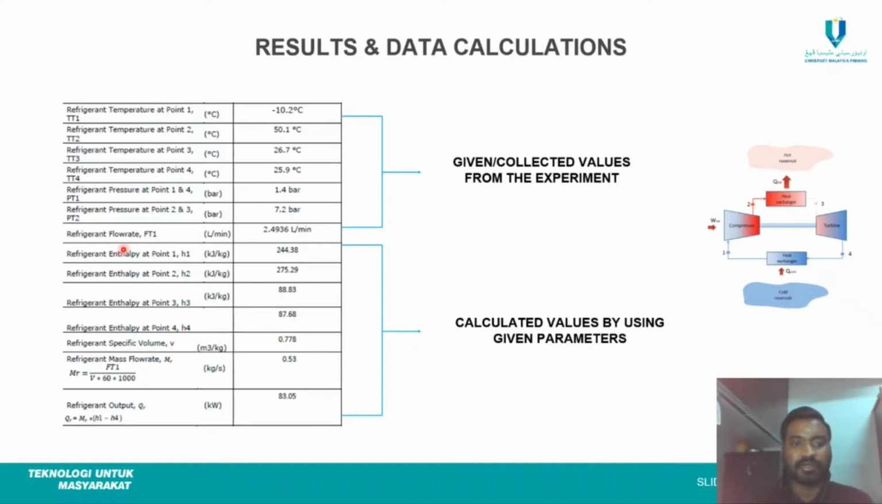Okay, we see the refrigerant flow rate. The refrigerant flow rate was also given and collected from the experiment, followed by the refrigerant enthalpy points from H1 to H4, which we need to find. By referring to the schematic diagram or T-S diagram of the air conditioning system, point 1 and point 2 are in the saturated vapor zone, and point 3 and point 4 are in the saturated liquid zone.